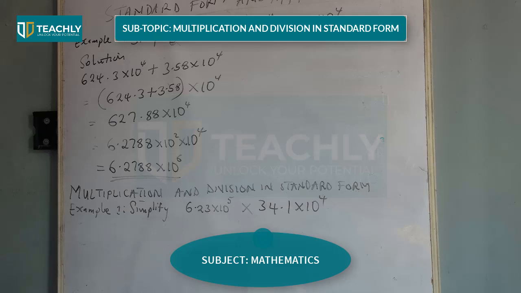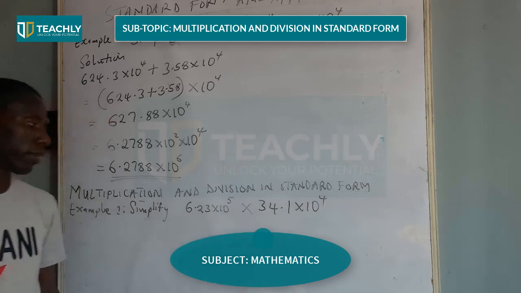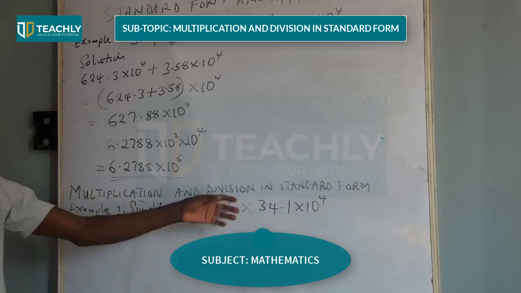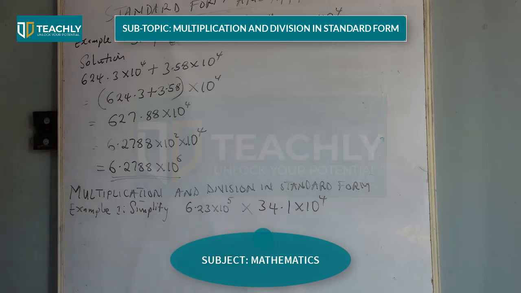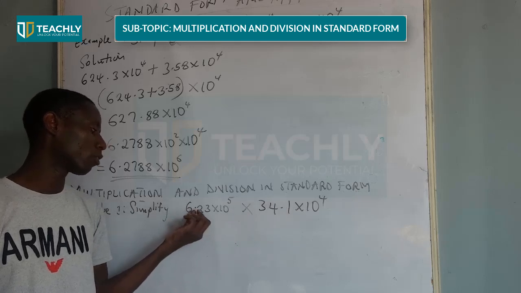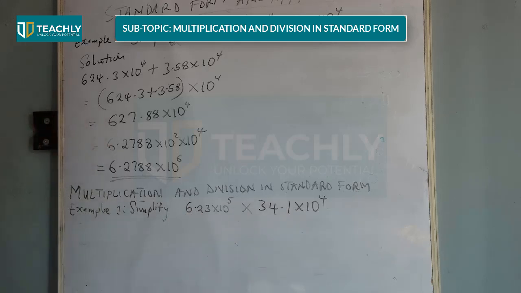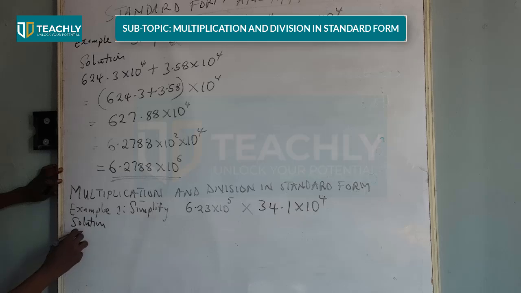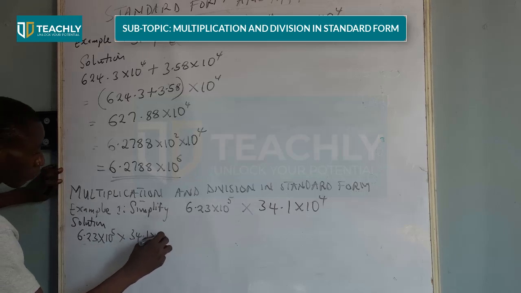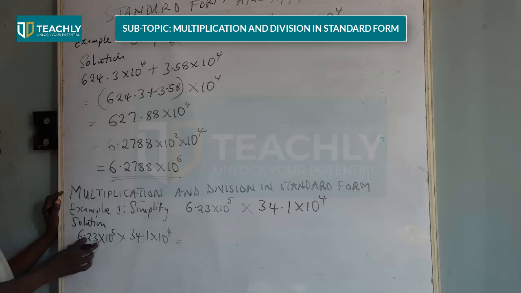The best way to do it is you can first multiply the two numbers together. Whatever you get, you now apply their base, I mean the base 10 power 5 and 10 power 4. You can come to that one later. So let's first do our normal multiplication. Let's multiply 6.23 by 34.1. So with that, we have 6.23 times 10 power 5 multiplied by 34.1 times 10 power 4 can be expressed as, let's take care of this one first.